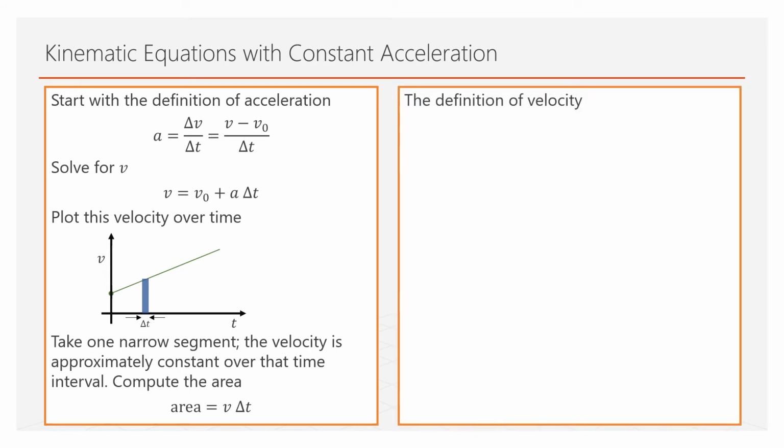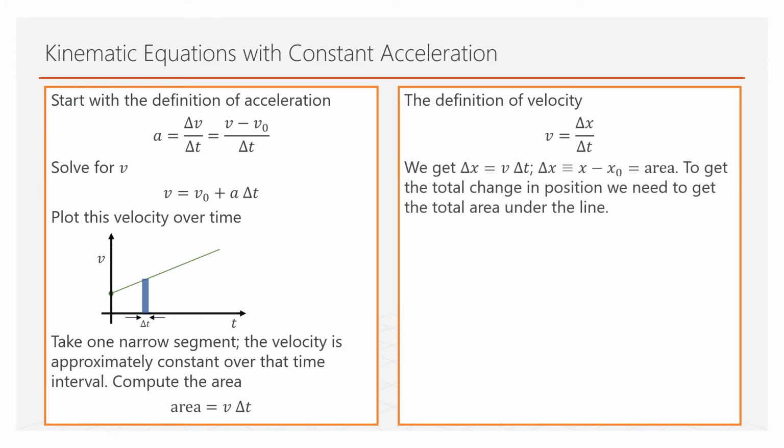We can then recall the definition of velocity. Velocity equals the change in position divided by the change in time. And then we get that the change in position equals the velocity multiplied by the change in time. We can see that the change in position will be the area of that rectangle. To get the total change in position over the entire time interval, we need to get the total area under the line. The line does not form a rectangle though, it forms a parallelogram. So we must use our equations from geometry to find the area of the parallelogram.